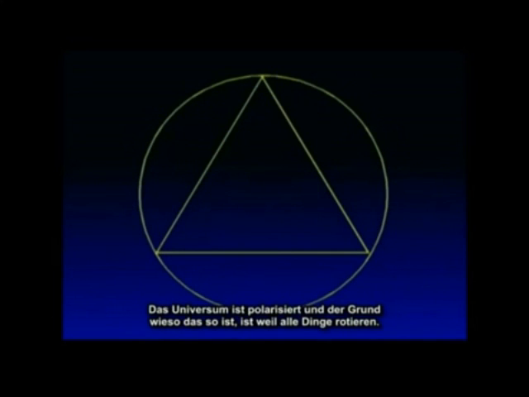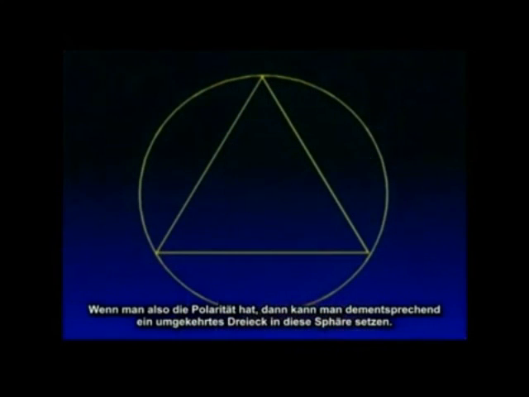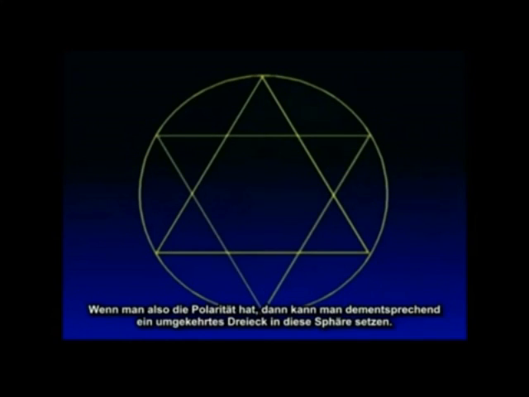Now, the universe is polarized. And the reason why things are polarized is because they spin. Okay, things in the universe are polarized because they spin. Angular momentum creates shafts of rotation that generate polarity. So if you have polarity, then you can accurately have a reverse triangle in that sphere or in that circle.